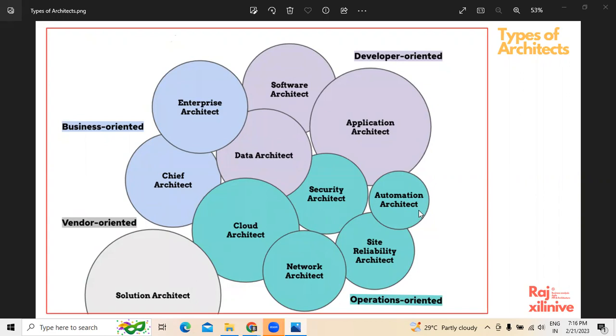So architecture in reference to application development is usually divided into four different areas. One is business oriented, the second is developer oriented, third is operation oriented, followed by vendor oriented.